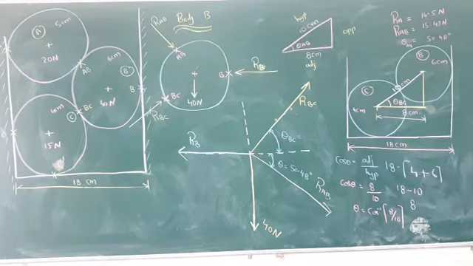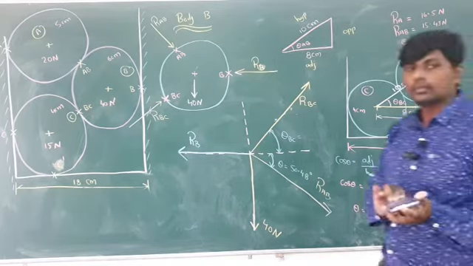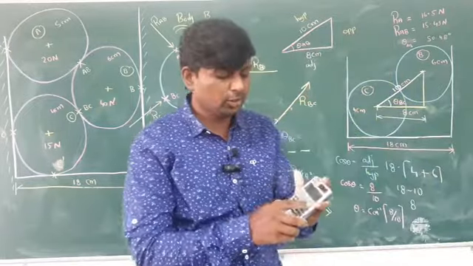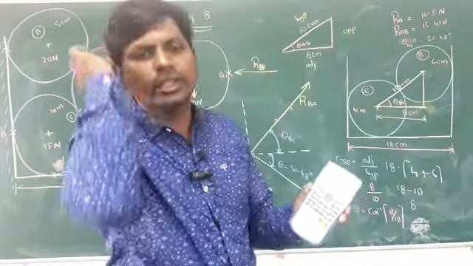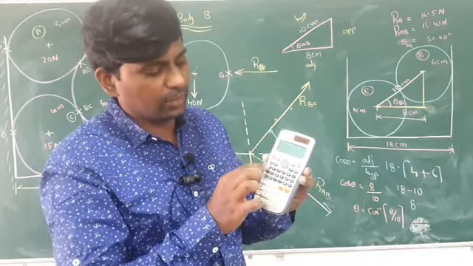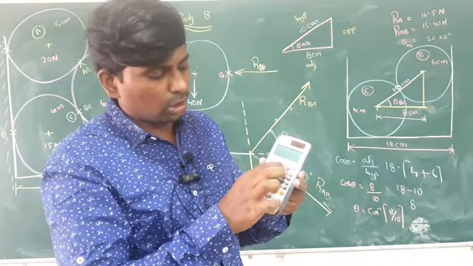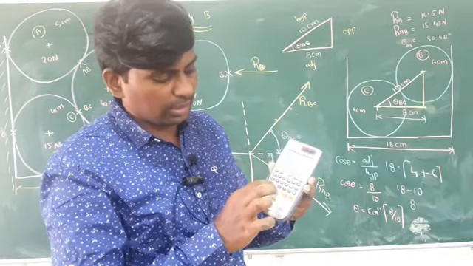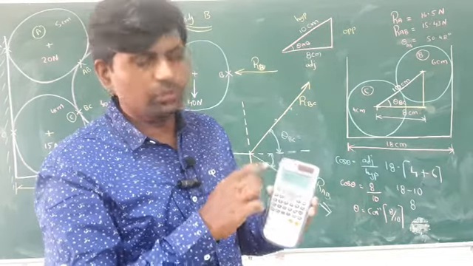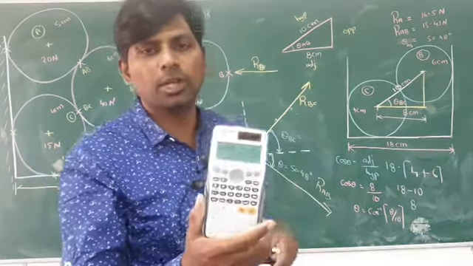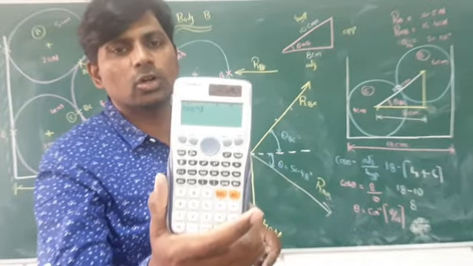So I will take the calc. As you can see here, the fraction button is there. Before that what you have to do? Shift to cos. This one is the shift button and this one is the cos button. If you press shift and cos, you will get the cos inverse.